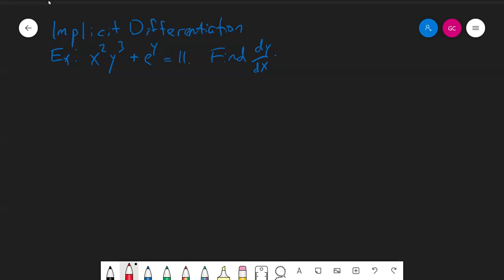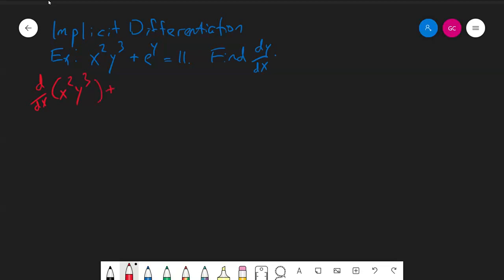Let's try a slightly harder example. Here we have the equation x squared y cubed plus e to the y equals 11, which defines y as an implicit function of x. And again, we want to find dy dx. So remember, we start by finding d dx of both sides.